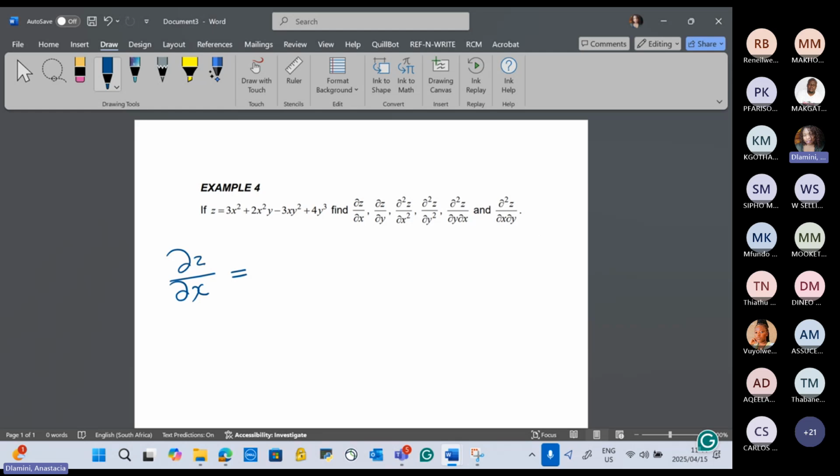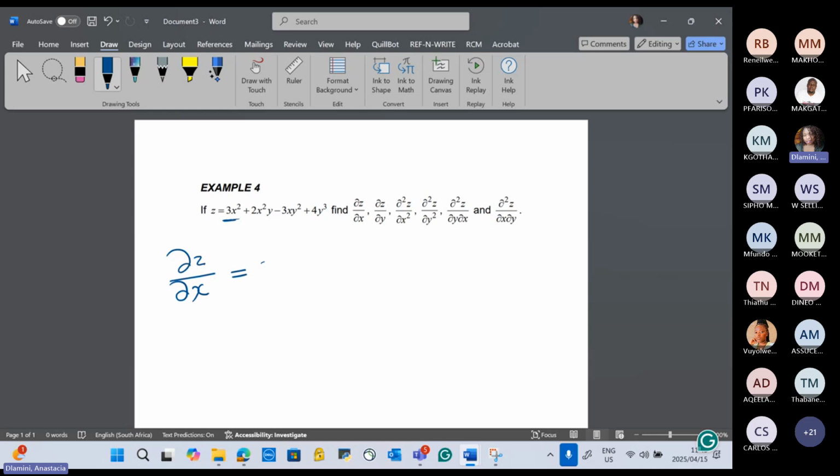Everything we leave, okay? That's a very good suggestion. We leave everything the way it is and differentiate the x. Here, what are we going to leave? Let's start here. What are we leaving here? The way it is. The 3, right?